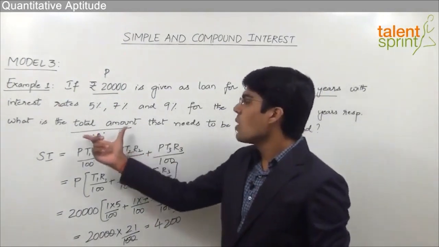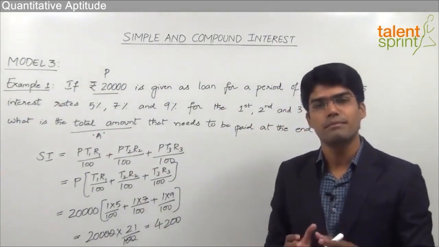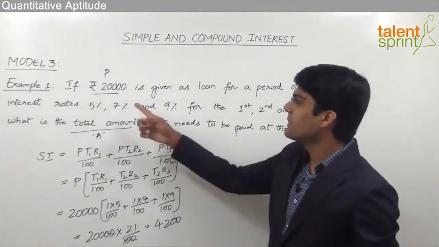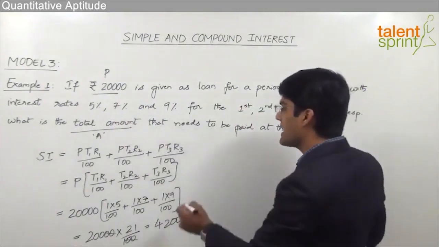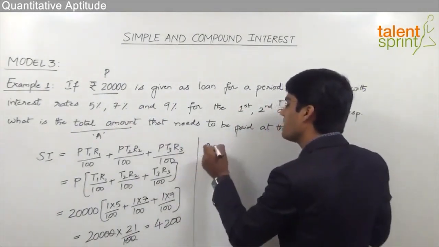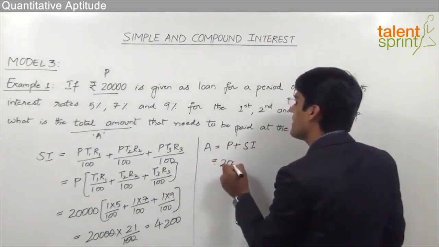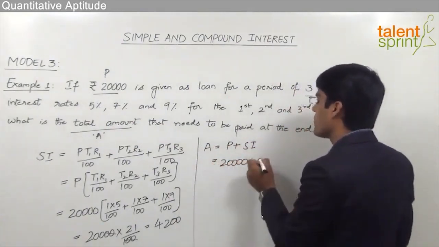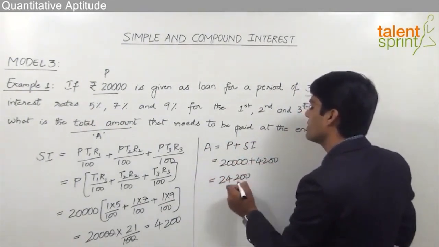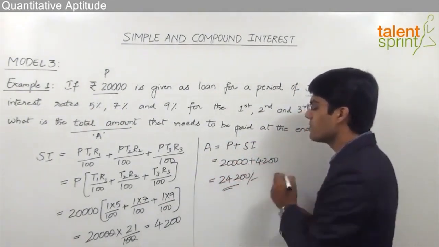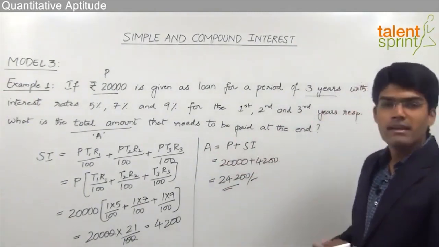But the question says, what is the total amount? Total amount, as we know, is nothing but principal plus interest. So the principal here is 20,000 plus the interest is 4,200. So we can say that the total amount A would be principal plus simple interest. That is 20,000 plus 4,200, which comes out to be 24,200 rupees. So the overall answer for this question would be total amount is 24,200 that needs to be paid at the end.